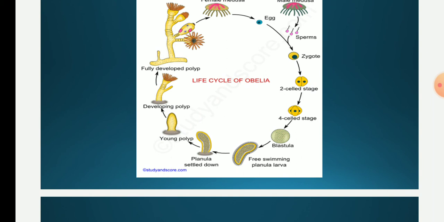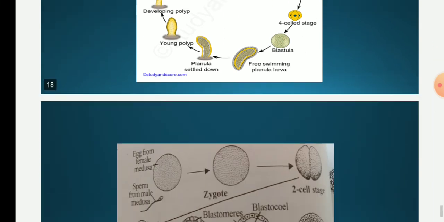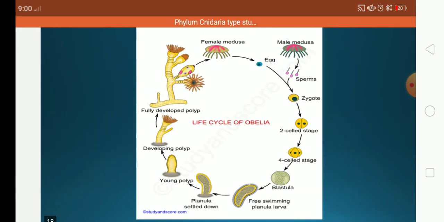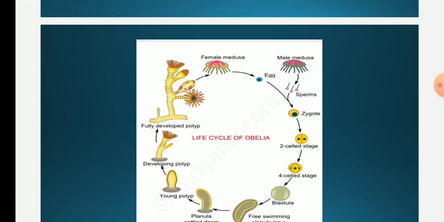This stage is called a young polyp. At this stage it resembles hydra, so it is also called a hydrula. This hydrula undergoes repeated budding, leading to the formation of the highly complex branched Obelia colony. So in today's lecture we have studied the histology of the Obelia colony, followed by nutrition, reproduction and the life cycle.